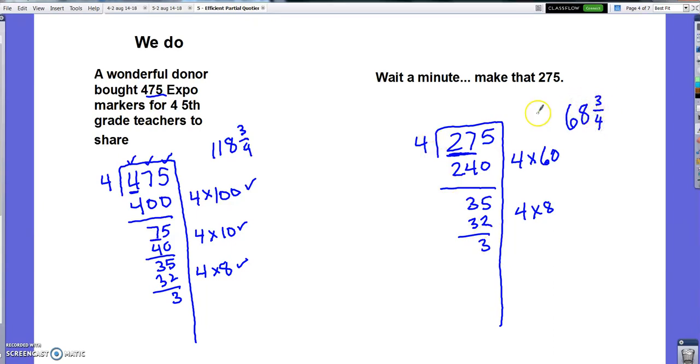Now obviously I can't give every teacher 3/4 of a marker. Doesn't make sense. You can't do that with them. So really what that means here, this remainder of 3 means 3 teachers would get 1 more marker, really. Everybody'd get 118 and 3 teachers would get 119. And over here, everybody'd get 68, and this remainder of 3 means 3 teachers would probably get a 69th marker.